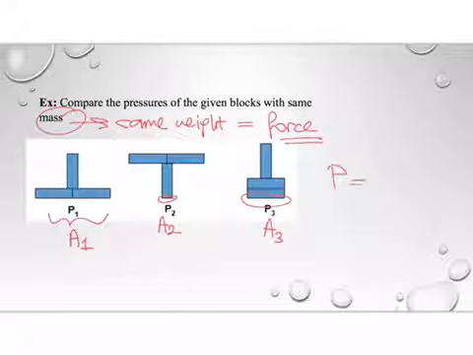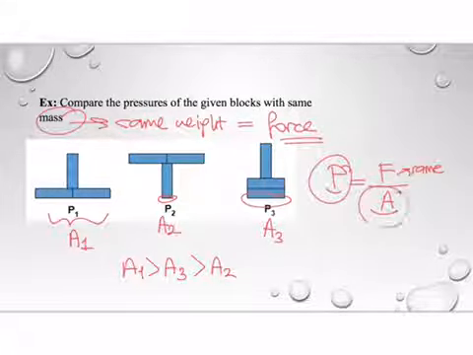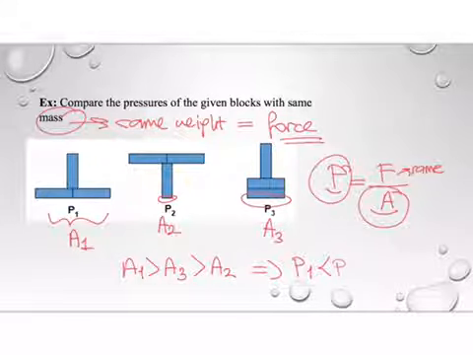Pressure is directly proportional to the force applied. This is the same force in three figures over the area. Pressure is inversely proportional to the area. So here I see that A1 is bigger than A3, which is bigger than A2. As pressure is inversely proportional to the area, P1 is smaller than P3, which is smaller than P2.